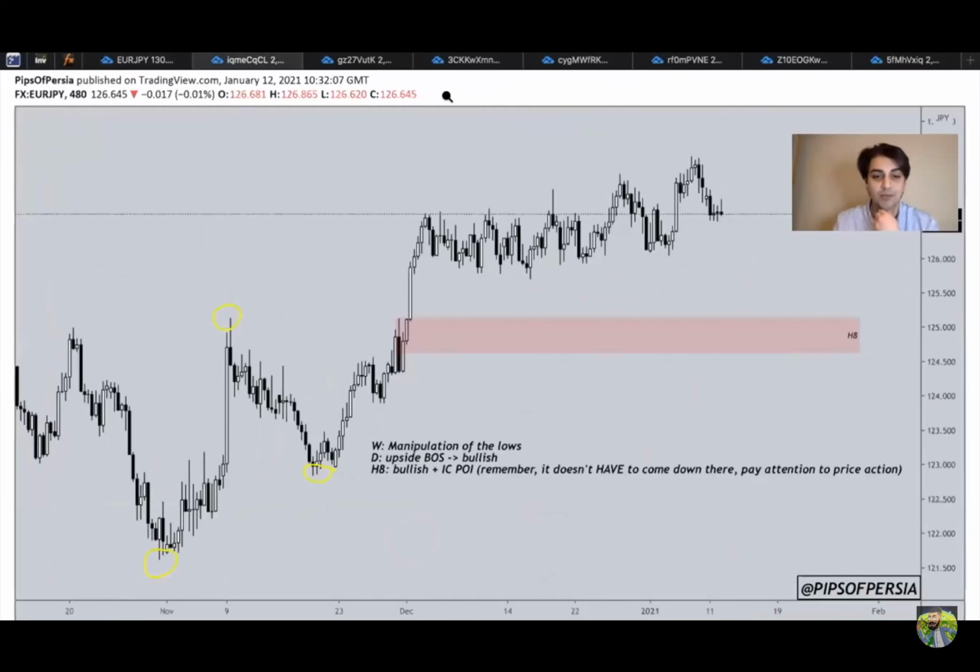So around March, April, 3 months ago exactly, more or less. This is the first picture where this was generally what was identified. The 8-hour time frame is what we're looking at right now. Weekly manipulations of the lows, daily upside and breakup structure, bullish. That's exactly what we spoke about.